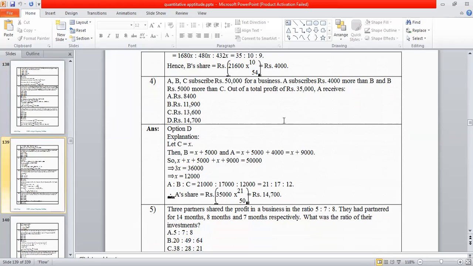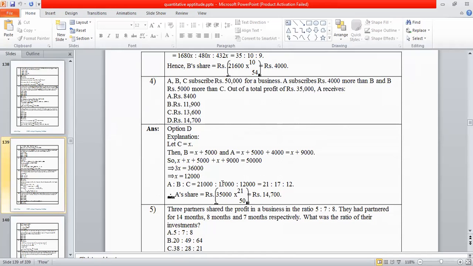Have a look here. Next one: A, B and C subscribe rupees 50,000 for a business. A subscribes rupees 4,000 more than B, and B subscribes rupees 5,000 more than C. Out of a total profit of rupees 35,000, how much amount does A receive?